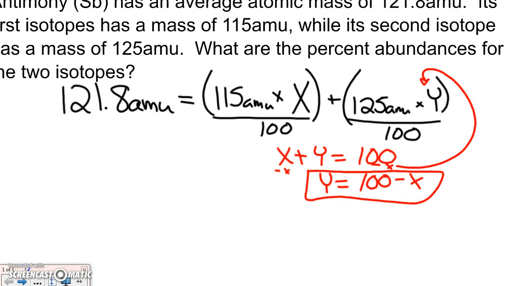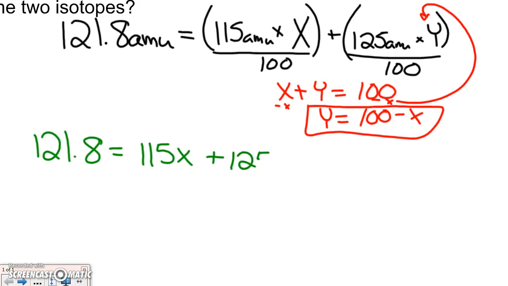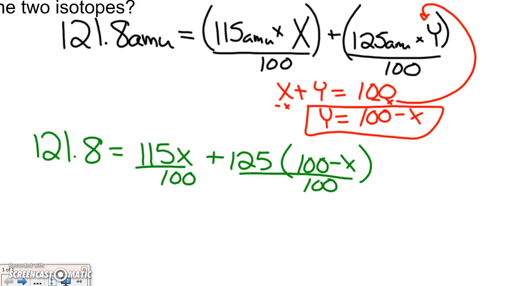So if I rewrite this, I get 121.8 is equal to 115x plus 125 times whatever y equals. Now we know y equals 100 minus x. And remember, these are divided by 100. To get rid of these 100s in the bottom, this one here and this one here, we're going to multiply by 100. Whatever I do to one side of my equation, I have to do to the other.